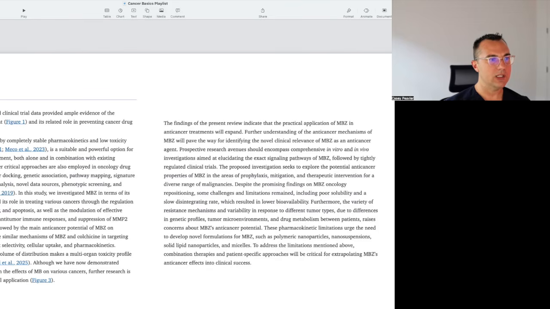These pharmacokinetic limitations urge the need for the development of novel formulations of mebendazole, such as polymeric nanoparticles, nanosuspensions, solid lipid nanoparticles, and micelles. To address the limitations mentioned above, combination therapies and patient-specific approaches would be critical for extrapolating mebendazole's anti-cancer effects into clinical success.